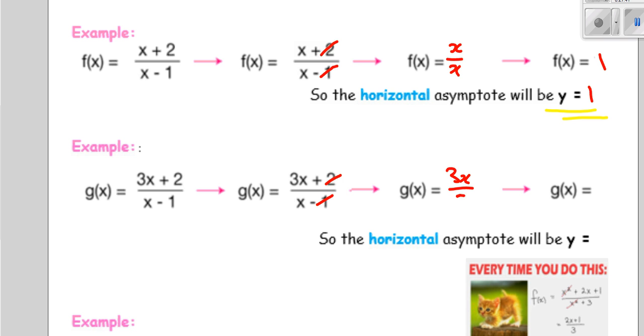And what does that simplify to? 3. Yep. So our horizontal asymptote in this function will be 3. Yeah, y equals 3. So it's just another method.